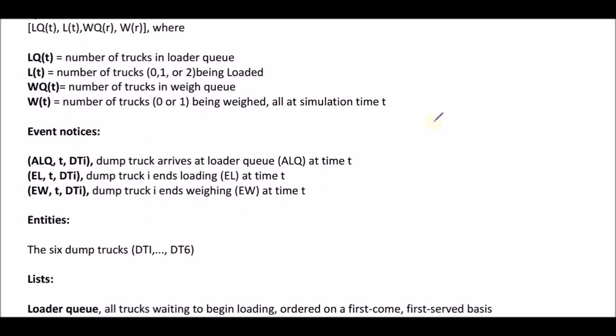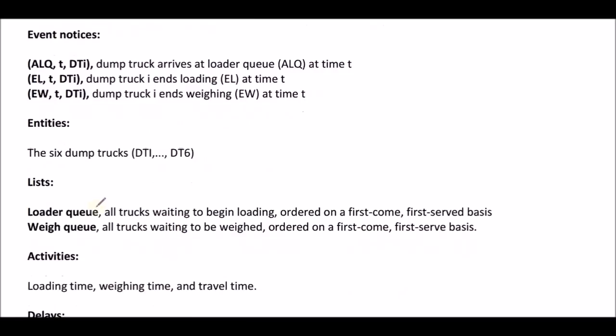So these entities represent the number of trucks that are there. So since there are 6 dump trucks over here, we represent them as DT1, DT2 till DT6. So this depends on how many trucks that you have and those many numbers to indicate how many trucks are there. The next is the list.